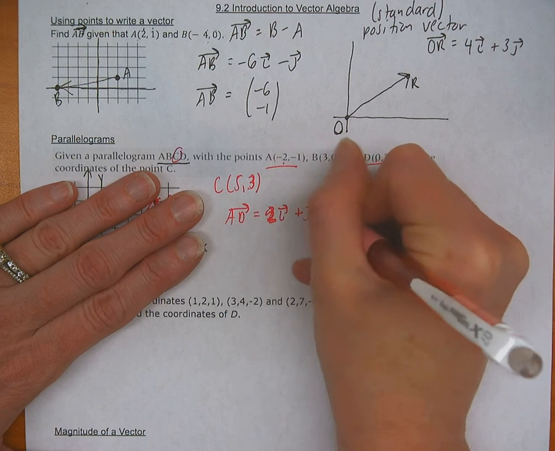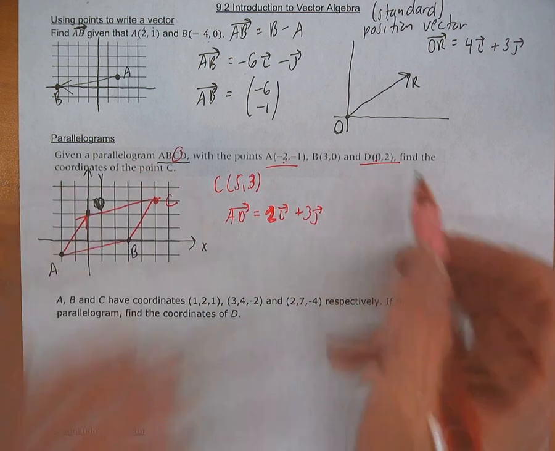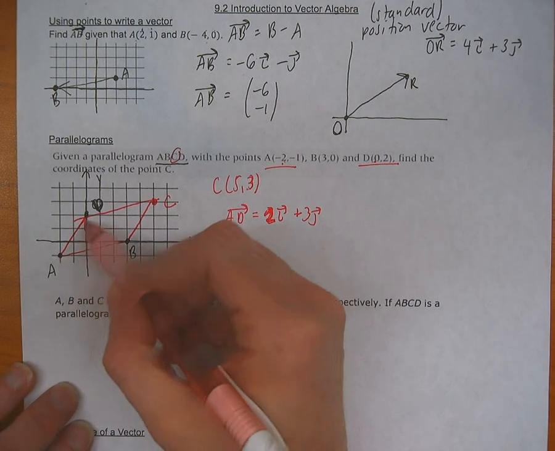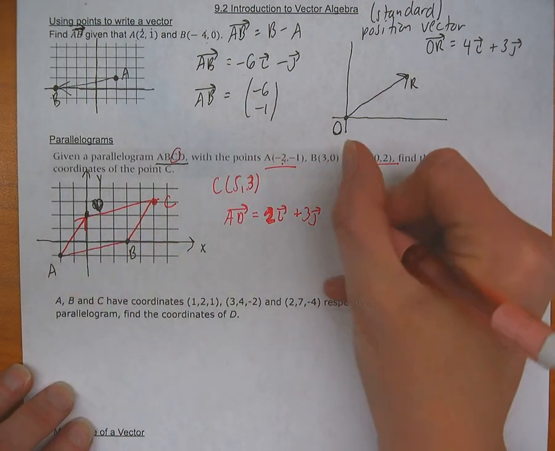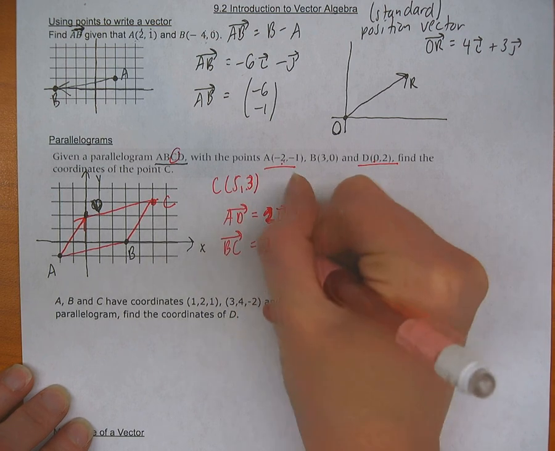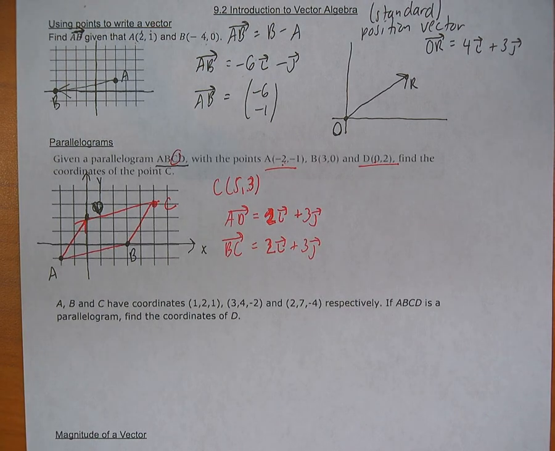Right 2 and up 3. And we also know that whatever is happening with AD, BC has to be the same thing. So BC also has to be to the right 2 and up 3. That's just following the properties of parallelograms.